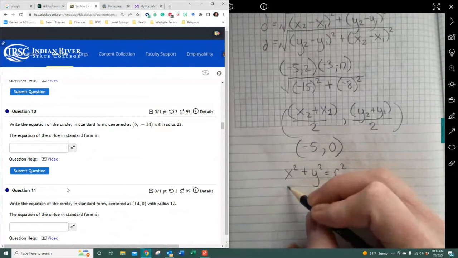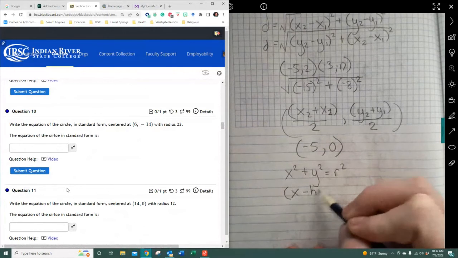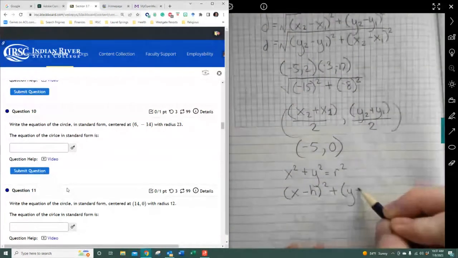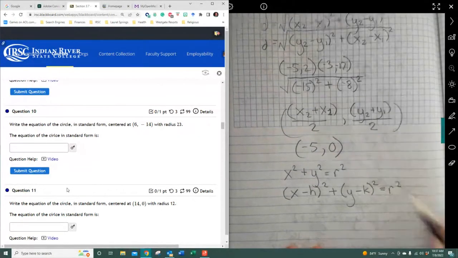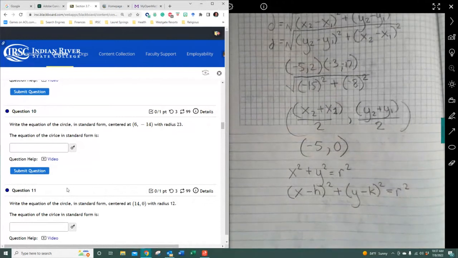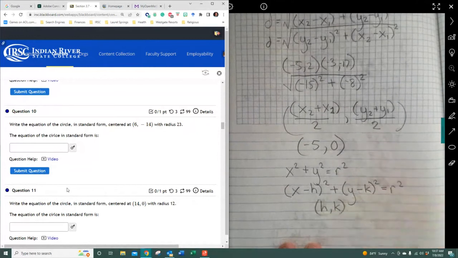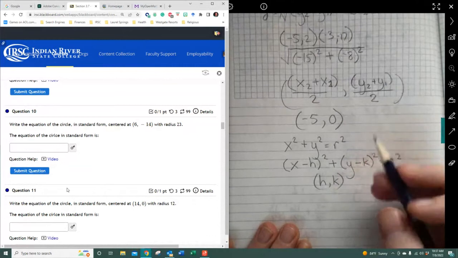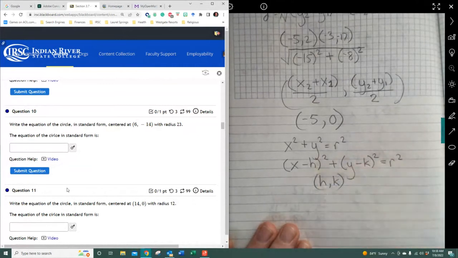So now if it's not at the origin, then you're going to go ahead and get a new formula. And it's like where the center is h, k. So now when it gives you the center for this at 6, -14, you're always going to take the opposite of both the h and the k when you insert it into the formula.